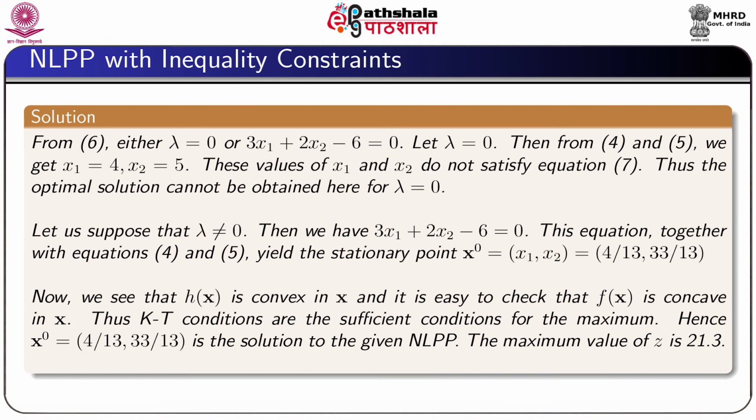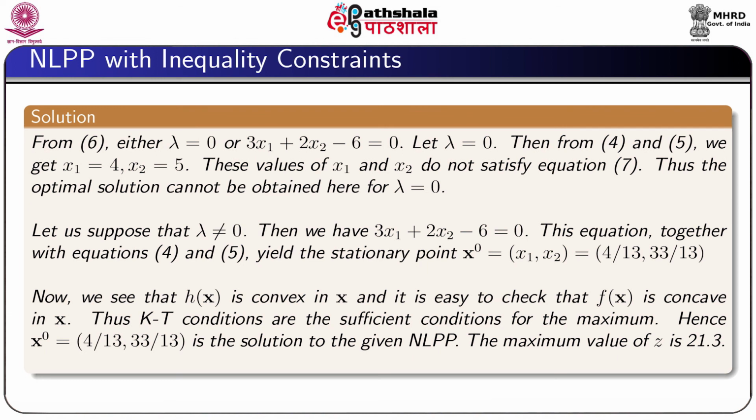Now, we suppose that lambda is not equal to 0. So, 3x1 plus 2x2 minus 6 should be equal to 0. These together with equation 4 and 5 yield the stationary point x naught is equal to x1, x2, which is equal to 4 by 13, 33 by 13.